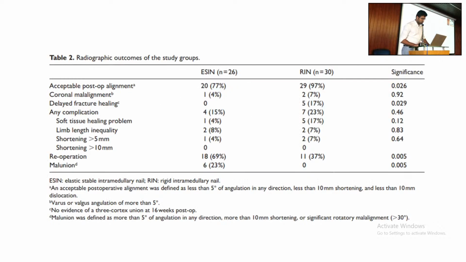Acceptable post-operative alignment was defined as less than 5 degrees of angulation in any direction, less than 10 mm shortening, and less than 10 mm dislocations. Varus or valgus angulation of more than 5 degrees, or no evidence of three cortex union at 16 weeks post-op. Malunion was defined as more than 5 degrees angulation in any direction, more than 10 mm shortening, or significant rotational malalignment.